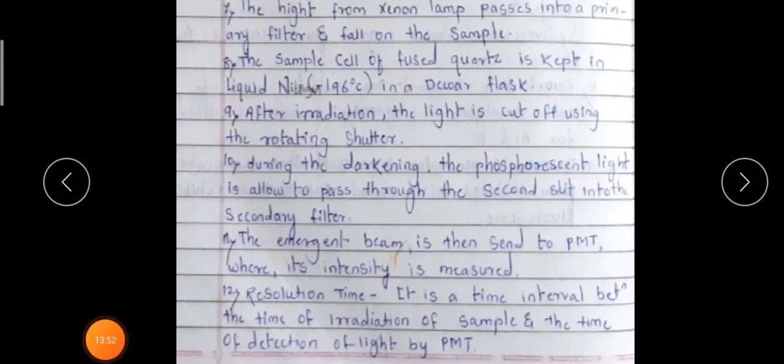Resolution time is the time interval between the time of irradiation of the sample and the time of detection by the PMT. Instead of the filter, a grating monochromator can also be used. This is the construction, a very simple diagram. You have to remember this shape.